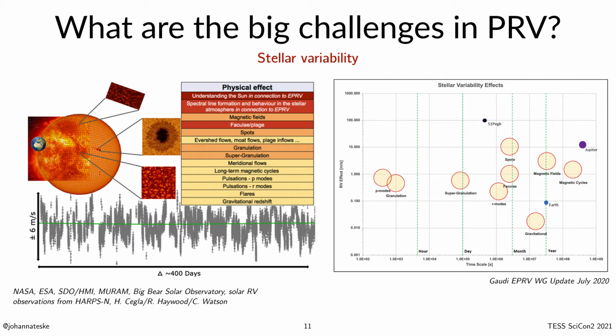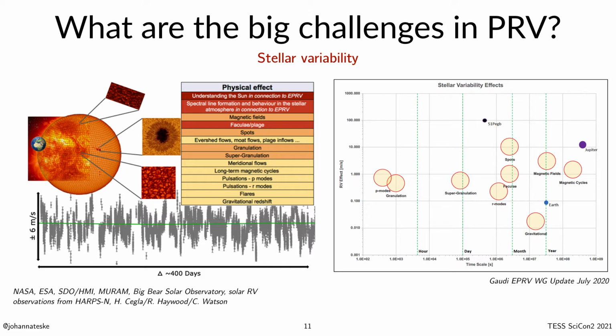So this left plot shows these different physical effects. And then at the bottom, it shows actual time series of observations from the HARPS-North precision RV spectrograph as it observed the sun as a star during the day. Those observations of the sun are in gray, and the Earth twin signal is in green. So you can see the sun just totally dominates.